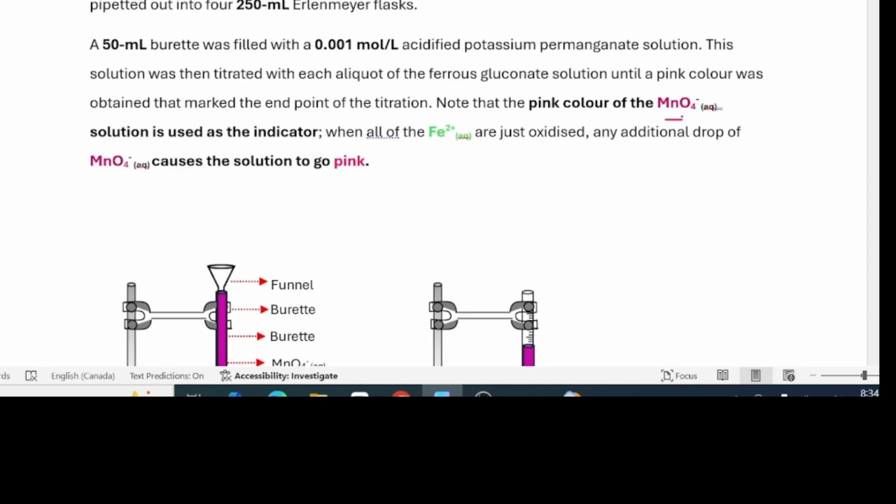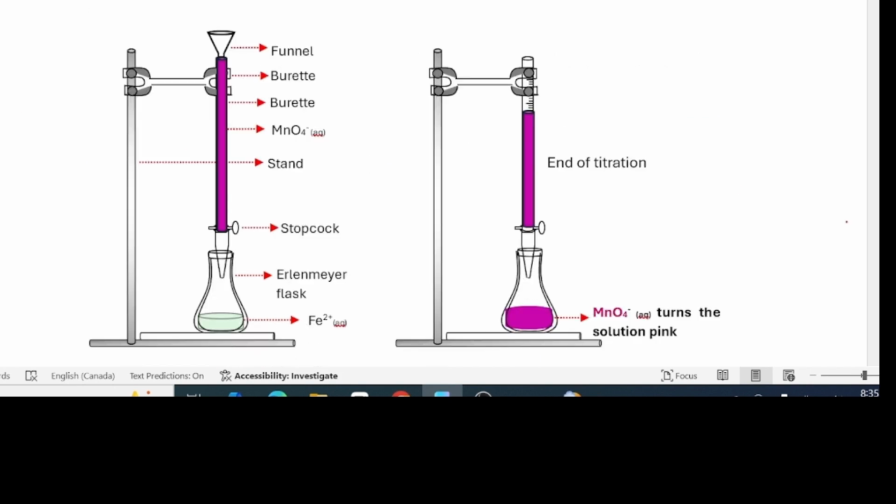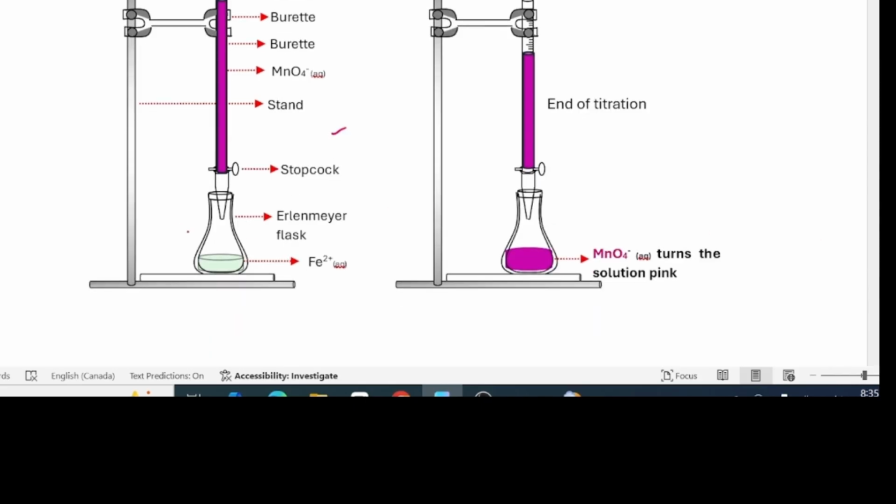Note that the pink color of the permanganate solution is used as the indicator. When all the ferrous ions are just oxidized, any additional drop of permanganate causes the solution to go pink. Of course, this is the titration apparatus. That's the stand, that's the burette there, that's the Erlenmeyer flask with 10 milliliters of the solution, and of course, that's the filled burette there with the permanganate solution. So after titration has been completed, you can see that the solution goes pink. In this case, the permanganate is its own indicator.